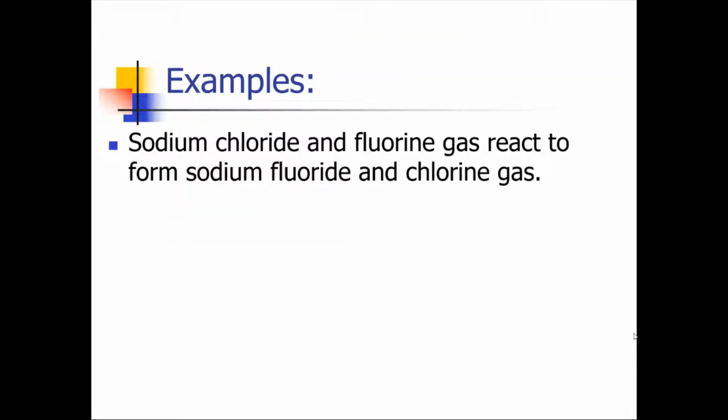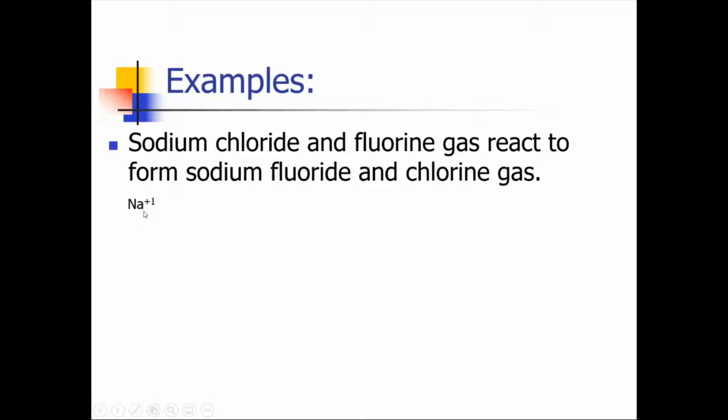So we have this reaction that we're going to write out and balance. And the reaction says sodium chloride and fluorine gas react to form sodium fluoride and chlorine gas. So to write out sodium chloride, we have to decide, is this an ionic compound or something else? And sodium, of course, is a metal, so it is ionic. So we need to write the charges. So we're going to write Na+1. That's the charge on the sodium ion.